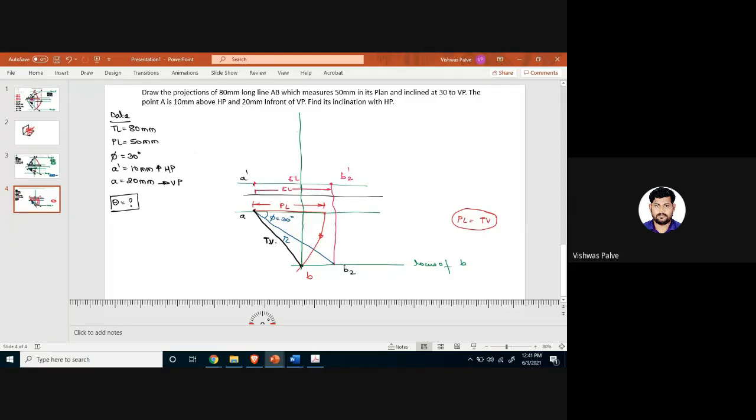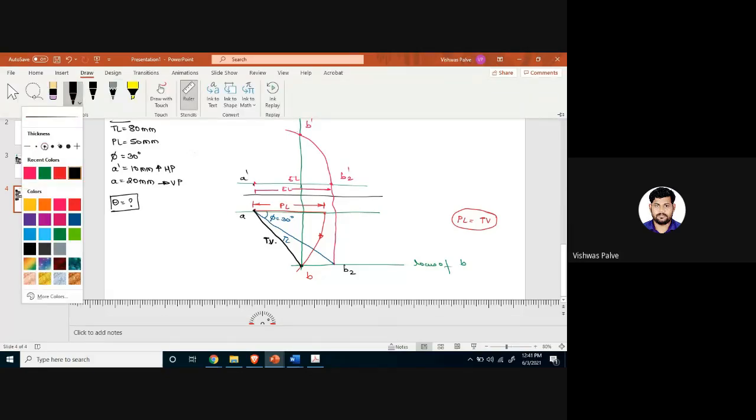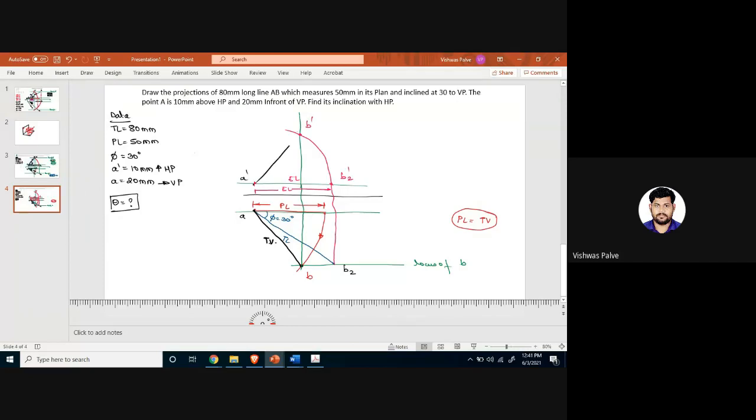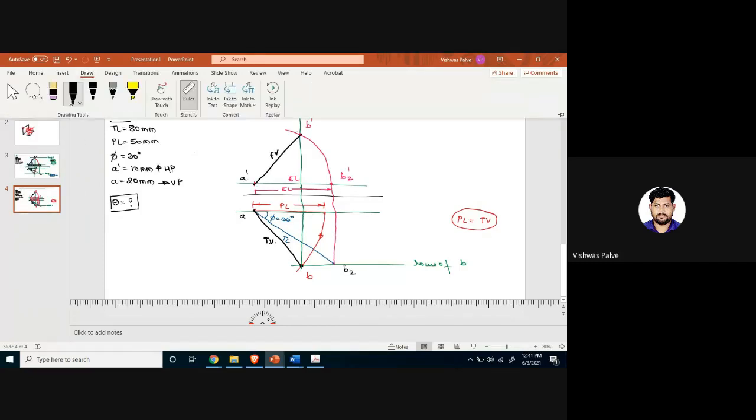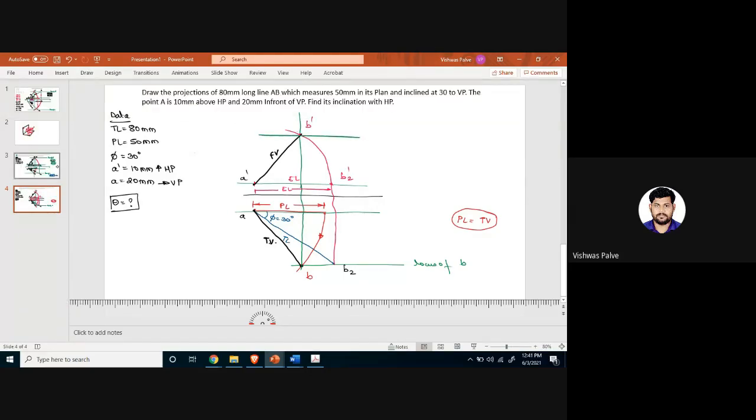After getting EL, what is the next step? Taking A dash and B2 as a radius, you rotate this. Here you will get a point. What will be the name of this point? B dash. If I connect these 2 points, A dash and B dash, what will you get? This will be the front view of that line. From point B dash, if I draw a horizontal line, this will be my locus of B dash, right?